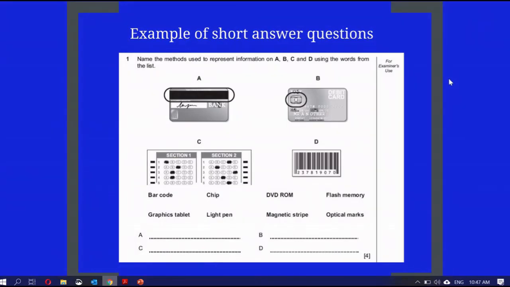Over here you can see some examples of short answer questions from the theory paper. Looking at this question, many of you will be automatically able to identify the answers even though you have not learned this course. So for example, if you see the picture D, you already know that this is a barcode. If you see A and B, maybe at least some of you know that A is a magnetic stripe and B is a chip and pin.